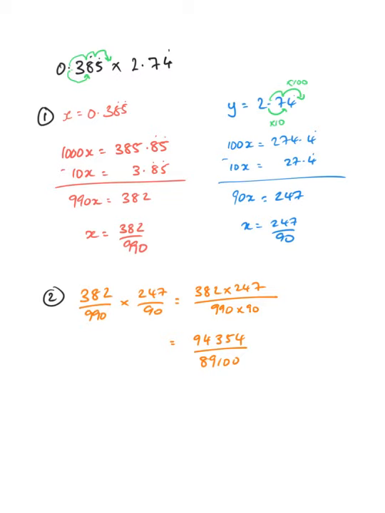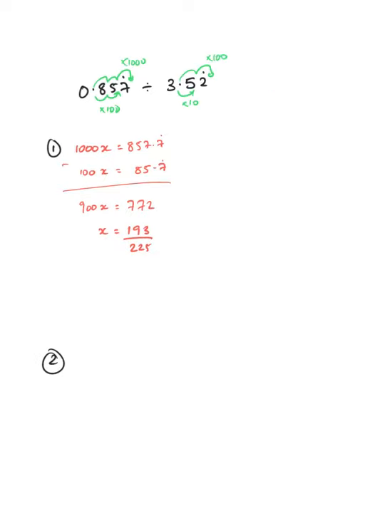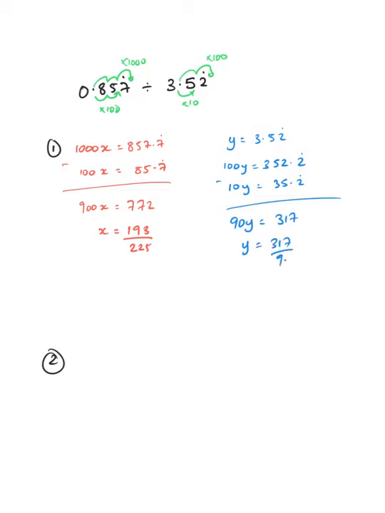To get both those numbers, I've done 382 times 247 on the calculator, and then separately done 990 divided by 90. So I've already started this one off. We've already looked at how to do the actual recurrence many times. On the second one here, I'm going to let y equal 3.52 recurring. So 100 y's would be 352.2 recurring, and 10 y's would be 35.2 recurring. So 90y is equal to 317, so y is 317 over 90.